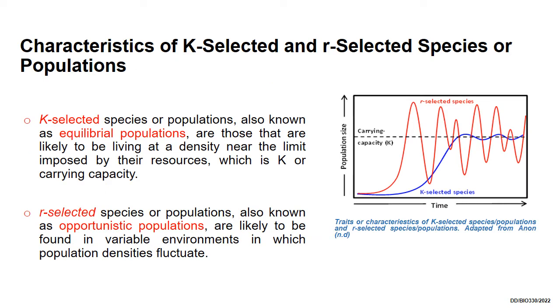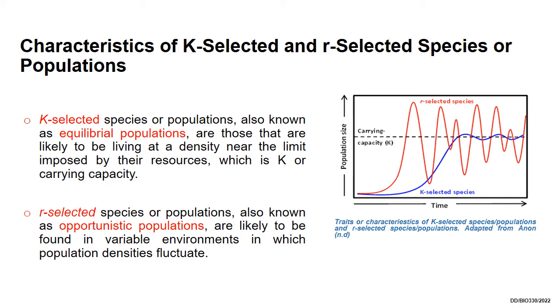What are the characteristics of K-selected and r-selected species or populations? K-selected species, also known as equilibrium populations, are those that are likely to be living at a density near the limit imposed by their resources, which is K, or carrying capacity. The blue line demonstrates K-selected species. They are likely to be living at a density near the carrying capacity.